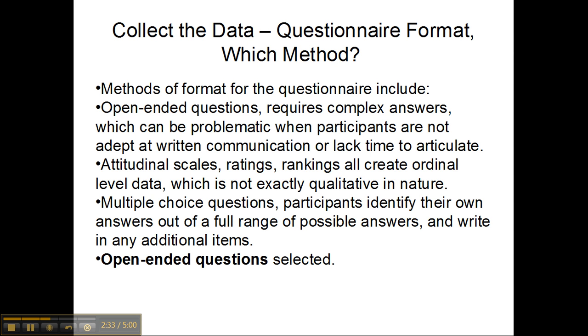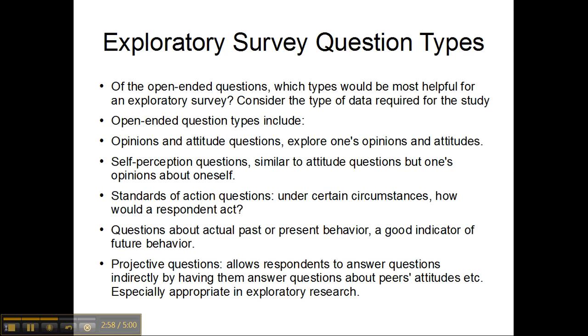Ratings, rankings, and attitudinal scales all create ordinal level data, which isn't exactly qualitative in nature, but it doesn't mean that it's not necessarily going to be useful on a questionnaire. And there are multiple choice answers. Participants identify their own answers out of a full range of possible answers and write in any additional. We are going to select open-ended questions for this.